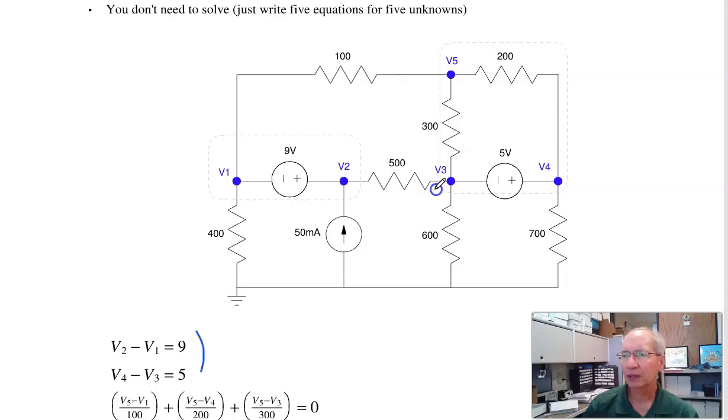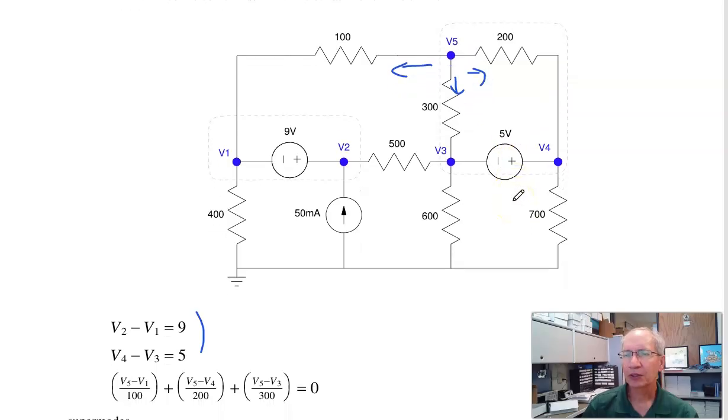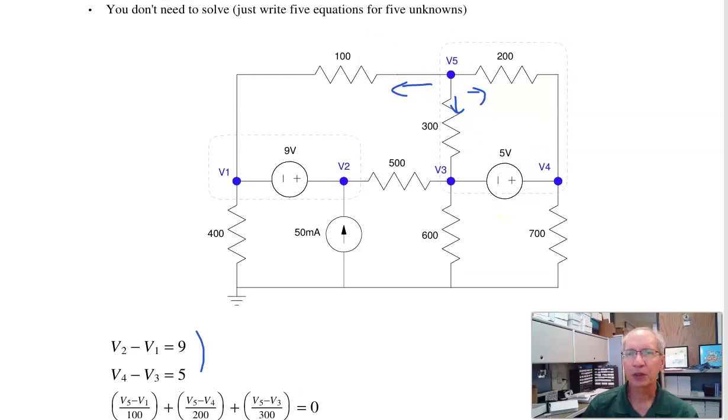Can't write 3, can't write 4. Can write the node equation of V5. That's the current left, current down, current right equals 0. I am now short 2 equations. That's where supernodes comes in.